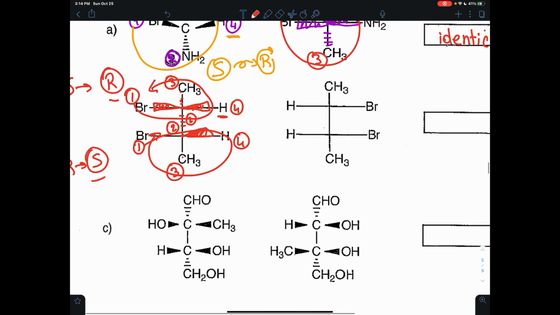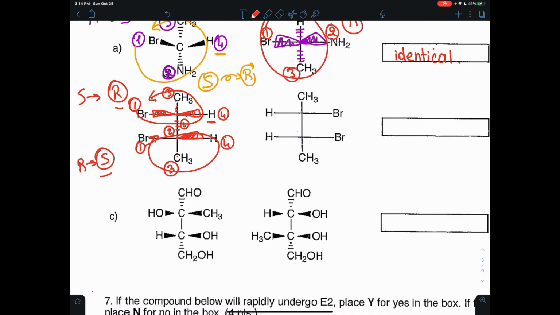Now let's look at this other side. I know that Br is also number 1, hydrogen is number 4, this is going to be my number 3, and this is going to be number 2. If you notice, it's the same numbering of groups, right? It's just different orders. So it's just going to be 1, 2, 3, 4. So this is an S, but remember, hydrogen is on number 4. It's going to become an R.